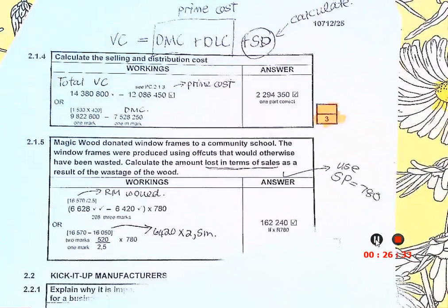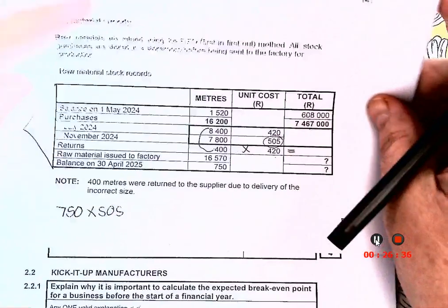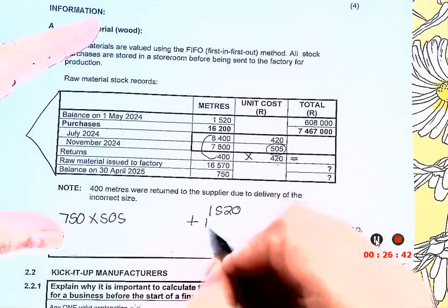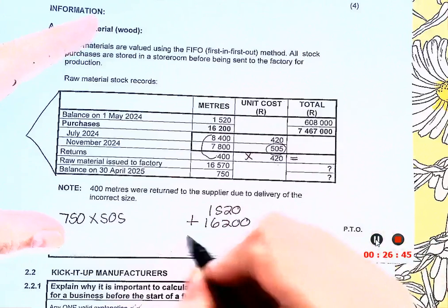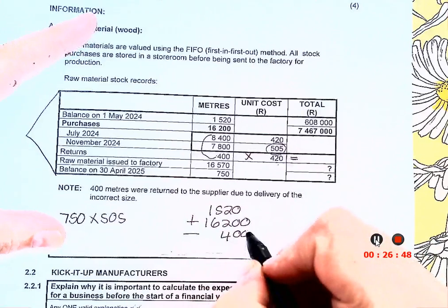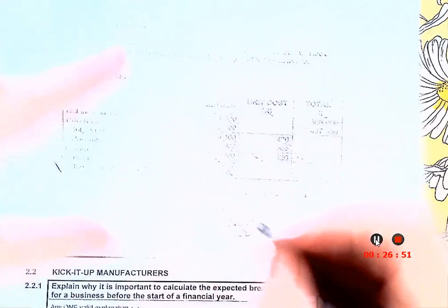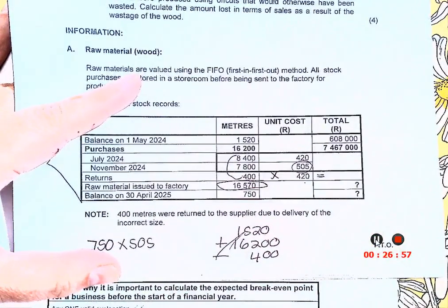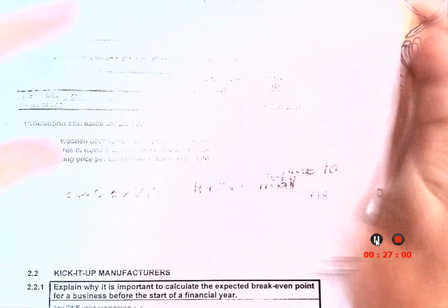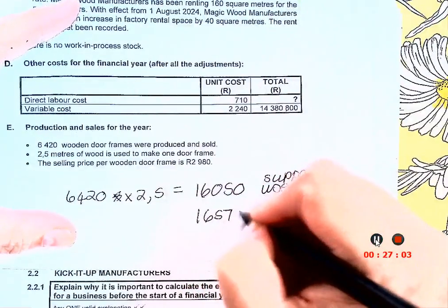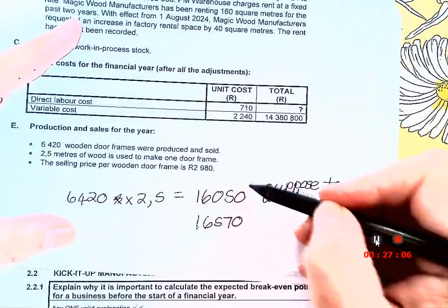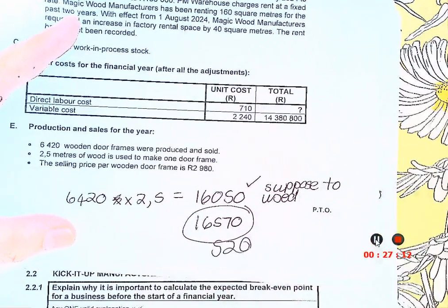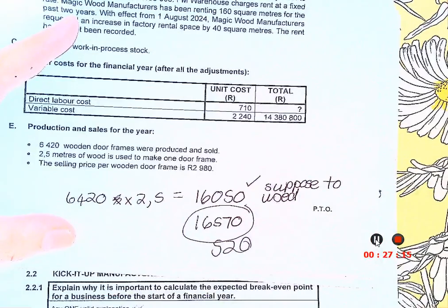So if I go look here at this thing, né? I had 1520. I bought 16.2. I returned 400. Oh, I don't even have to say that because they gave it to me. Can you see there? They gave me, I issued 16,570. Can you see what's happening here? This is what I'm supposed to use. This is what I did use. So can you see 520 was wasted? So now, that's not the question.